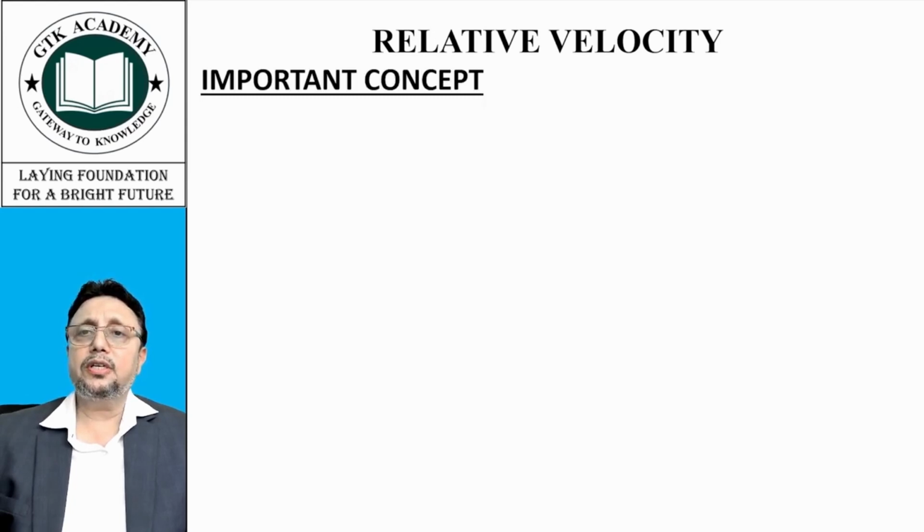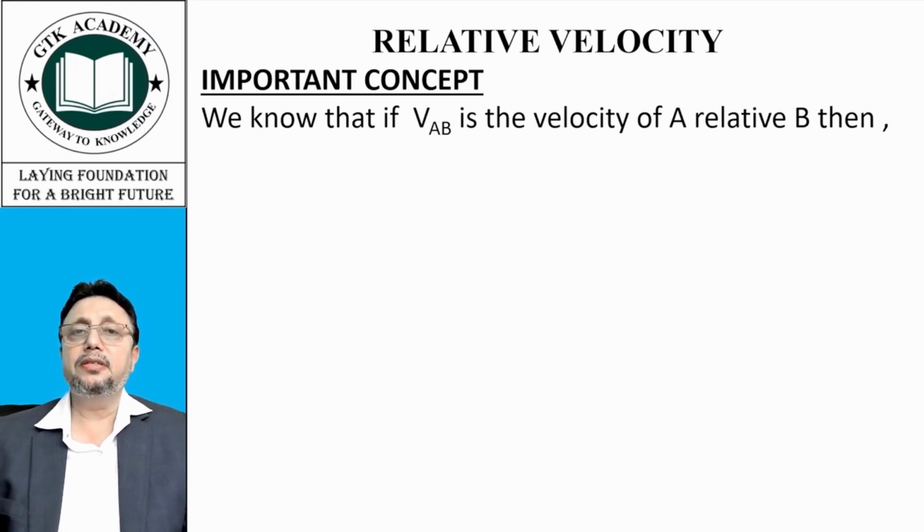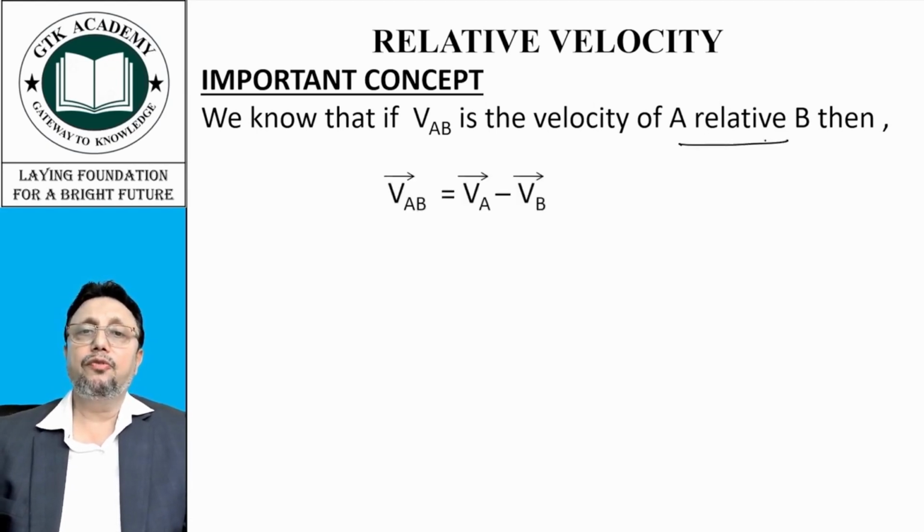Now I'll also discuss one or two more important concepts here. We have already seen that if VAB is the velocity of A relative to B, then VAB is equal to VA minus VB.